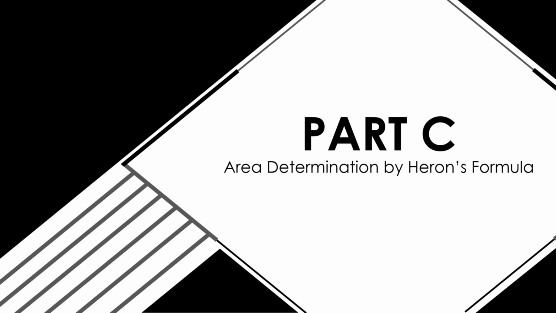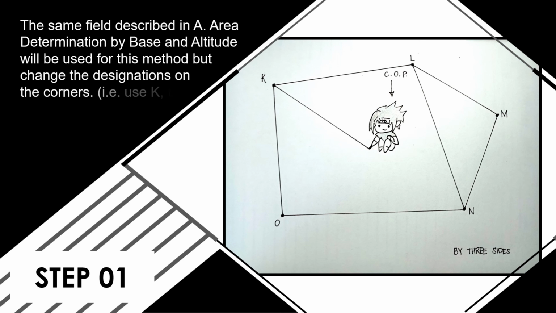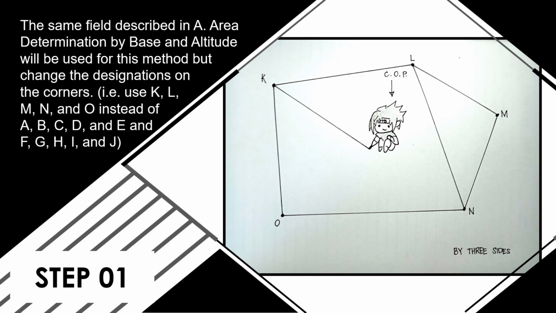Part C. Area determination by Heron's formula. Step 1. The same field described in Part A, area determination by base and altitude, will be used for this method by changing the designations again on the corners. Instead of using A, B, C, D, and E, and F, G, H, I, and J, we will use K, L, M, N, and O.